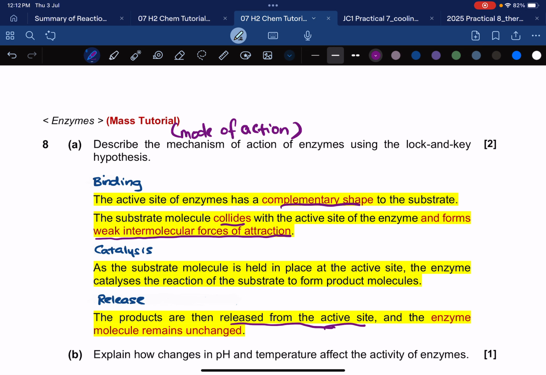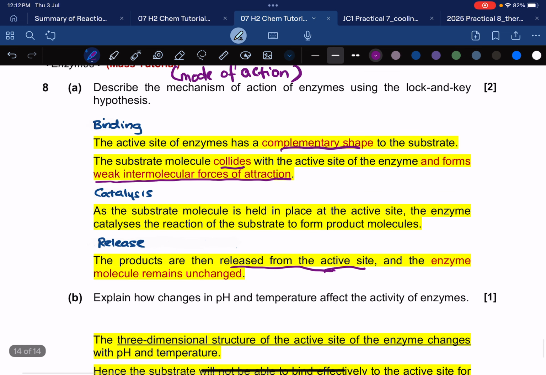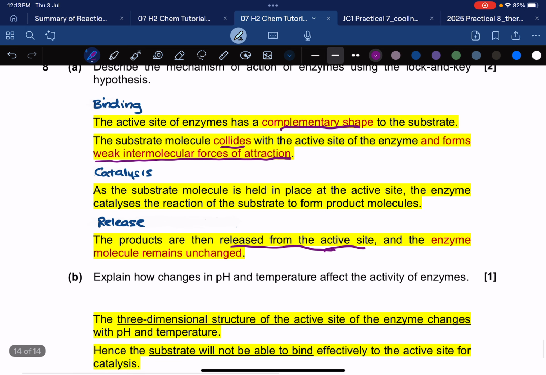So when I make changes in pH and temperature, the three-dimensional structure of the active sites in the enzymes will change. And once the shape of the active site changes, the substrate will not be able to bind effectively to the active site.